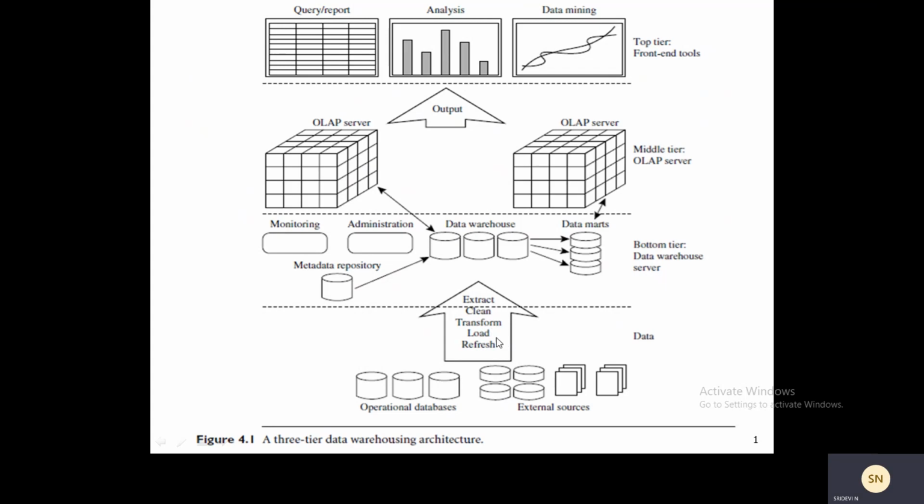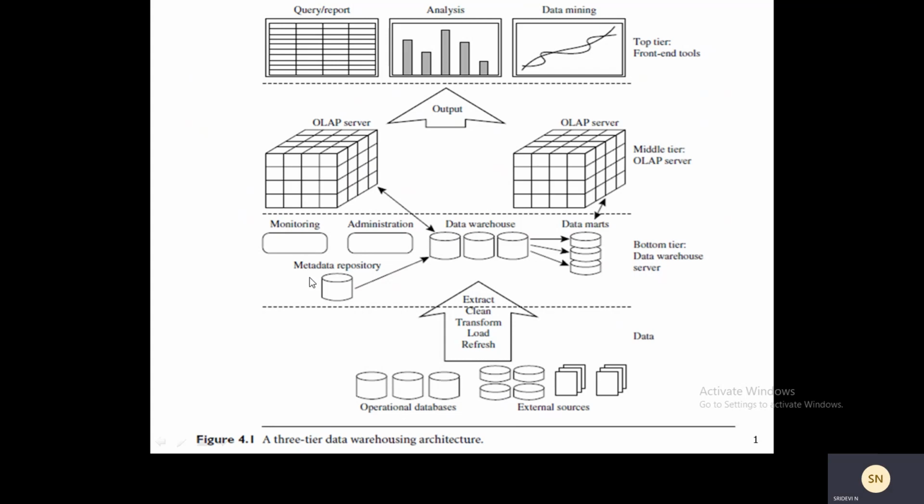The data are extracted using application program interfaces known as gateways. The gateway is supported by the underlying DBMS and allows client programs to generate SQL code to be executed at a server. Examples of gateways are ODBC, Open Database Connectivity, OLEDB, Object Linking and Embedding Database, and JDBC. This tier will have a metadata repository as well.